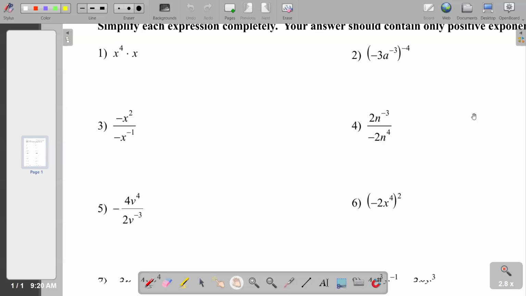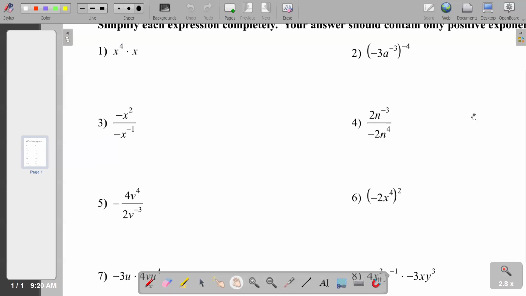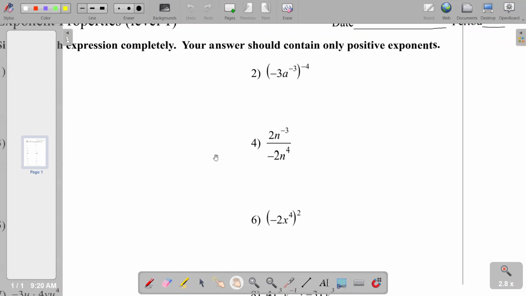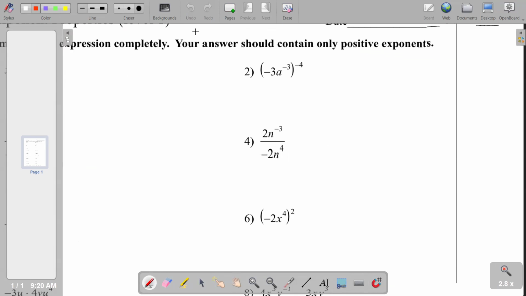And as you go through this, you're going to find some of the problems are going to be significantly easier than the others. So this is one that I don't think is significantly easy at all. This is going to involve three different properties. So we're going to start with what we would always do first, and that is when we see an exponent. I'm going to zoom in a little bit more.